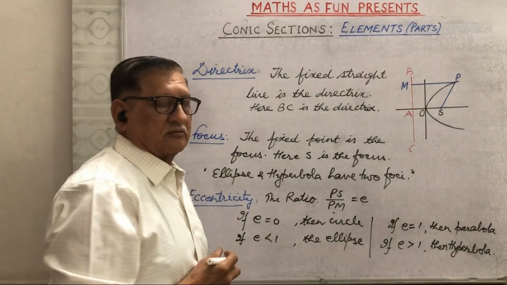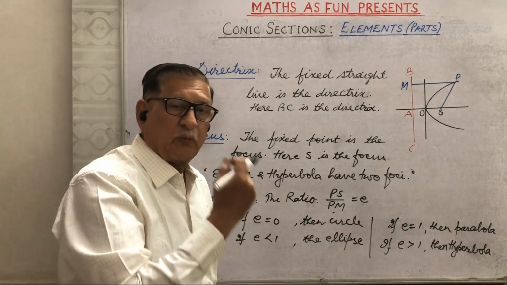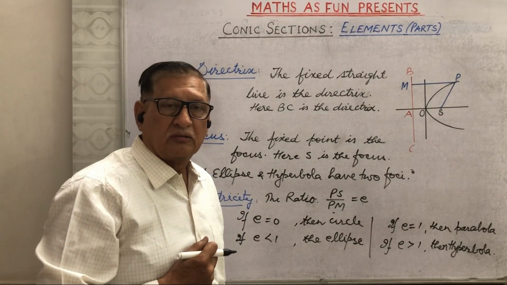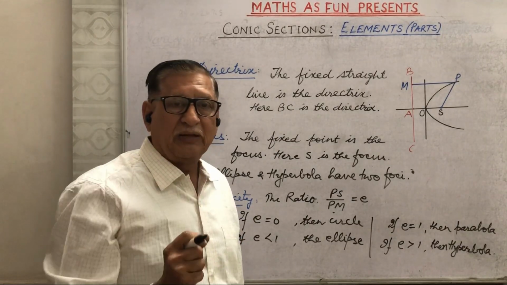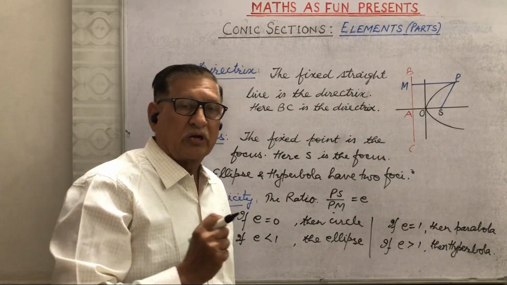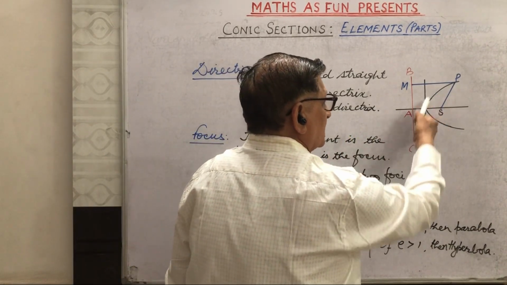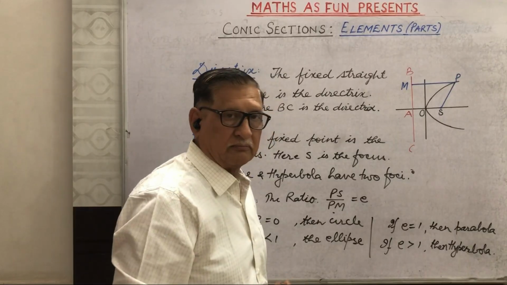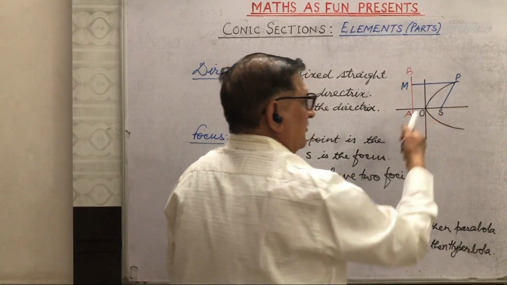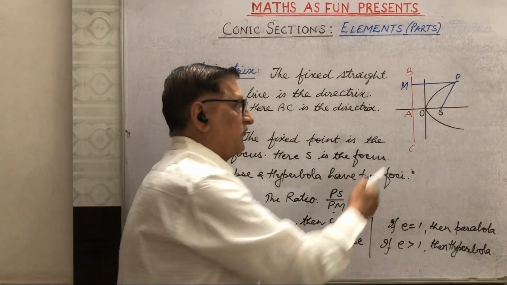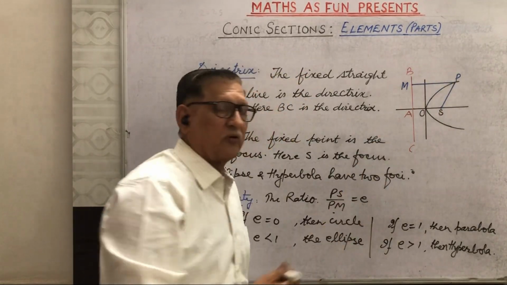Then comes the focus. As we were talking about the fixed point, the fixed point is known as the focus of the conic section. Remember that in the case of the ellipse and the hyperbola, there are two foci. Here we find S is the focus of this particular conic section, which is a parabola. And we find that PS is the distance of the point P from the focus. This is also known as the focal distance of point P from S.